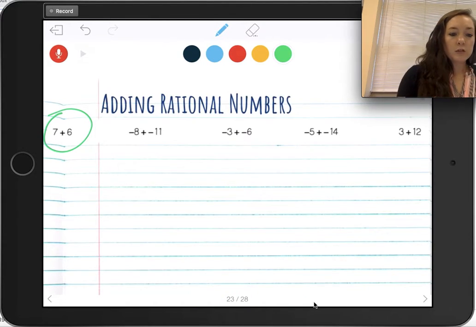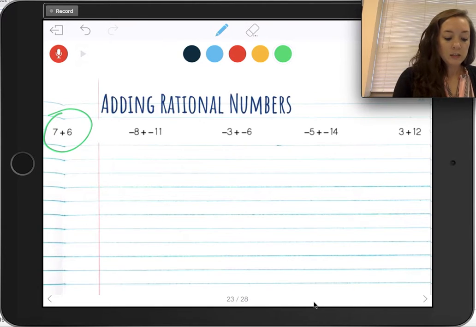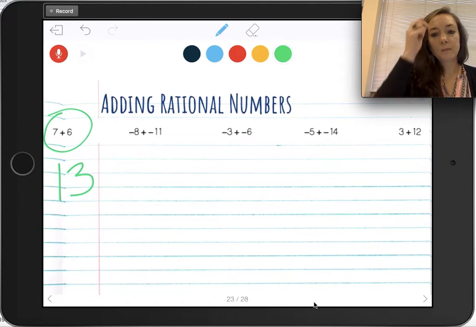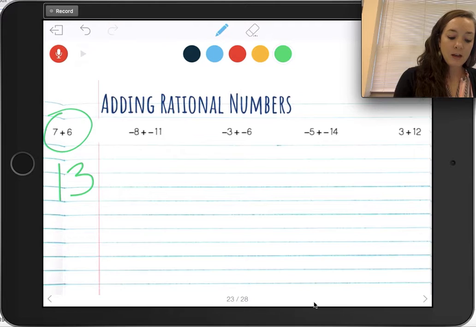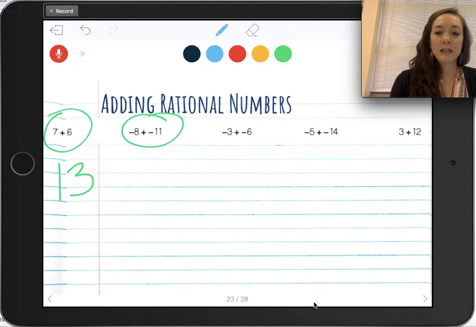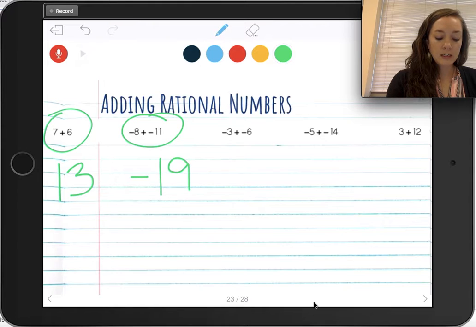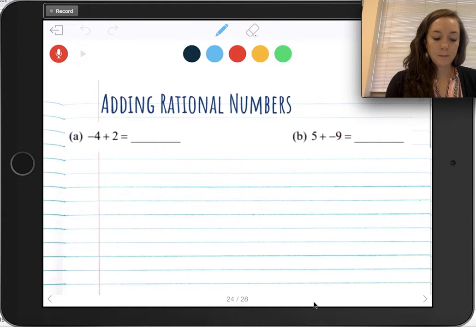So let's do a few examples. You guys know that these are both positive. 7 plus 6, that would be 13. Then if I have negative 8 plus negative 11, same sign, negative 19. 8 plus 11 is 19.